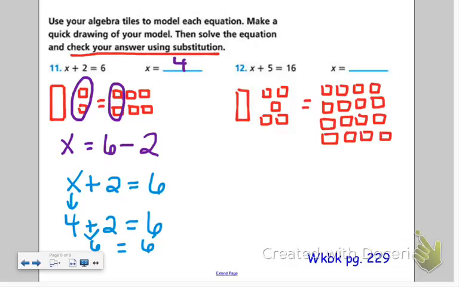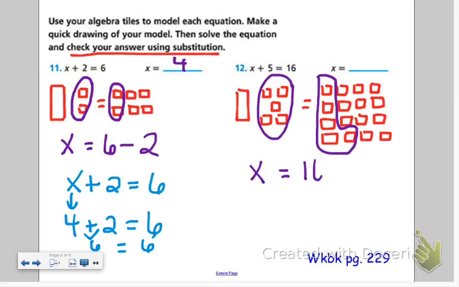Okay, now if I want to get my x by itself, I'm going to have to get rid of these 5 algebra tiles here. But I have to be fair, meaning I'm going to have to get rid of 5 algebra tiles on that side. So x by itself on the left is equal to the 16 on the right minus the 5 that we have to take away. Obviously, 16 minus 5 is 11. X is equal to 11.